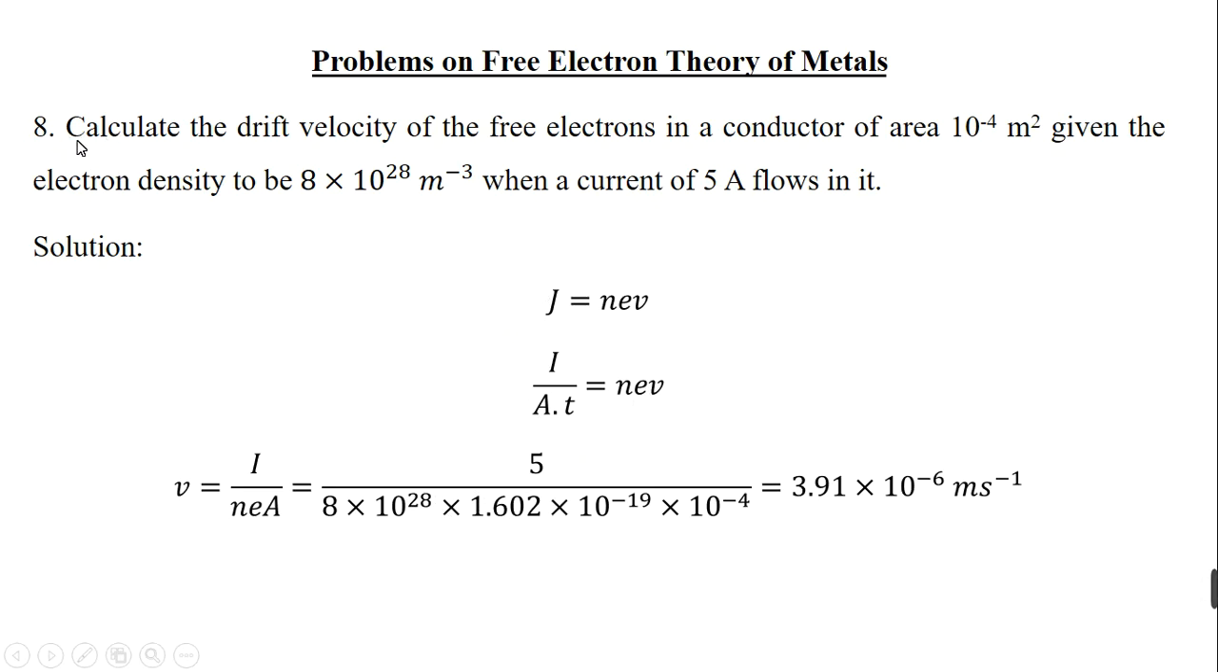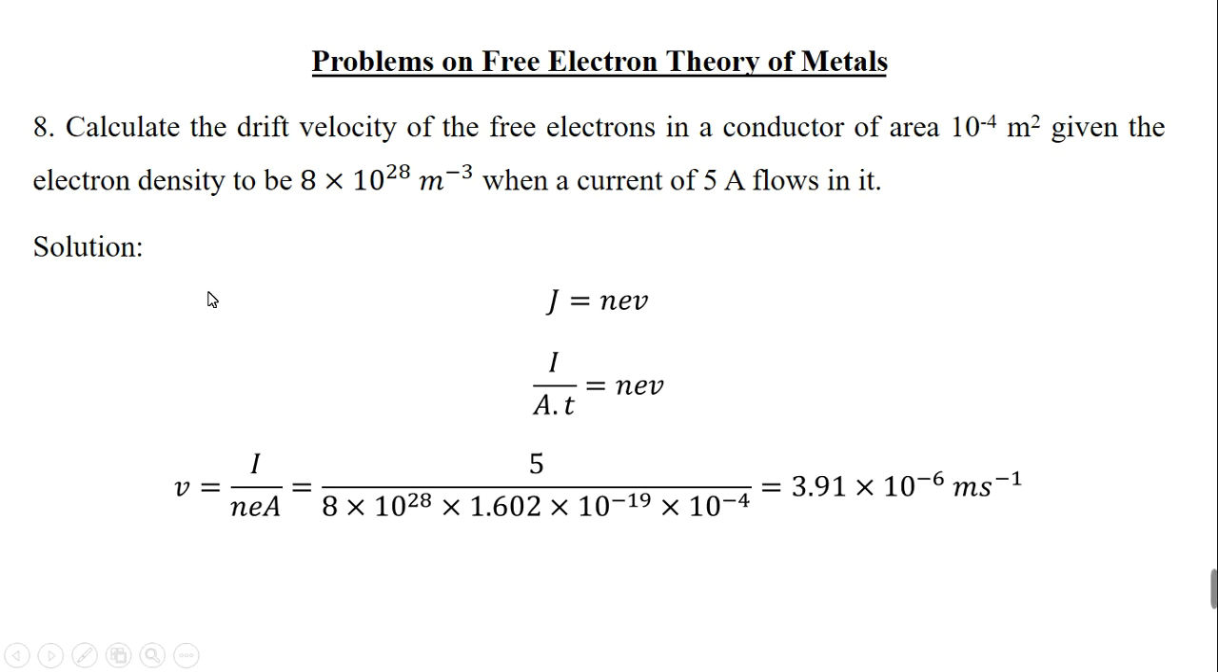So let us start the first problem under this chapter, that is calculate the drift velocity. The velocity of the electron is to be calculated for the free electrons in a conductor of area 10 raised to minus 4 meter square. Area is given here. The electron density is 8 into 10 raised to 28 per meter cube, which means this is your n value, the concentration of the charge carriers, when a current of 5 amperes flows in it, that is, current is given.